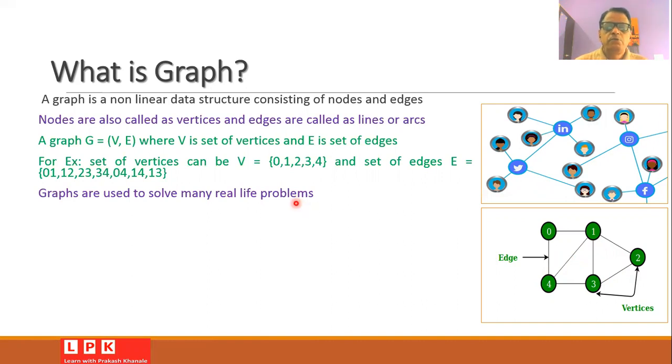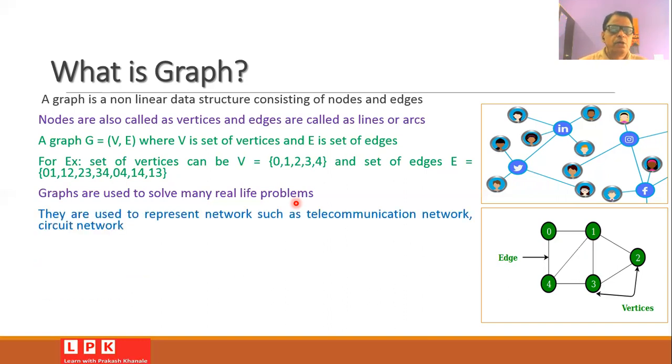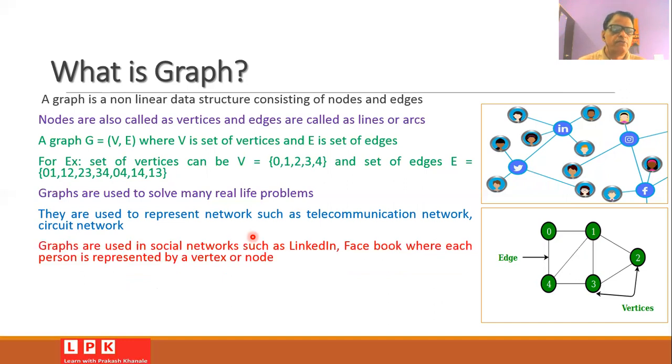Graphs are a very useful data structure because, as I told you, graphs are used to solve many real life applications. Whenever we think of any social network, or whenever we think of using Google Maps, the programming efforts taken to solve such problems make use of the graph. So graphs are used to represent networks. Whenever any network such as a telecommunication network, circuit network, or computer network is there, that network can be represented using a graph.